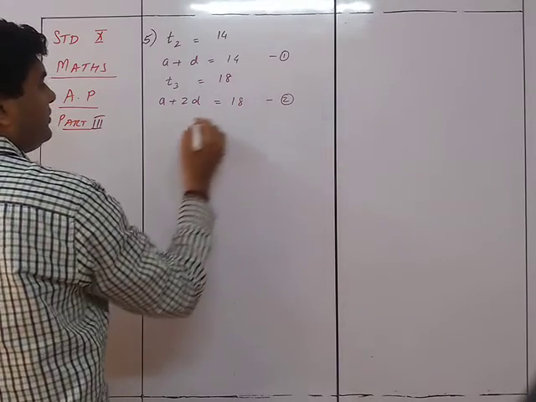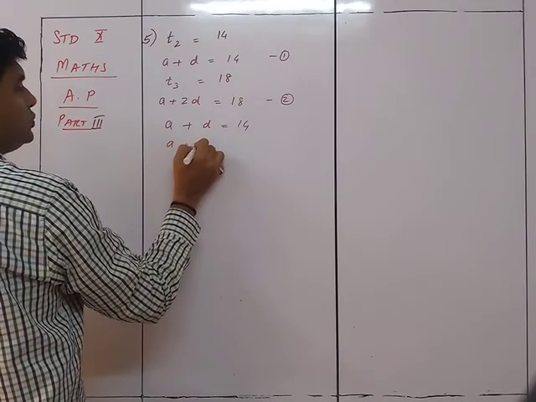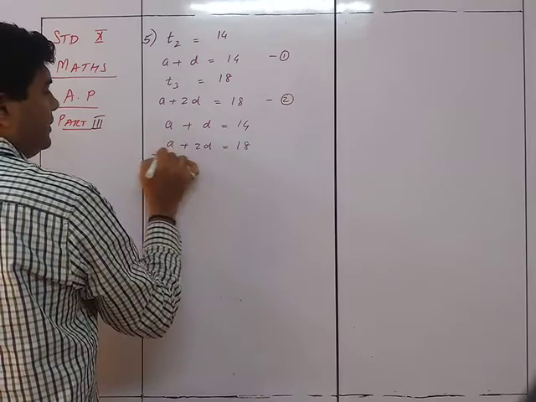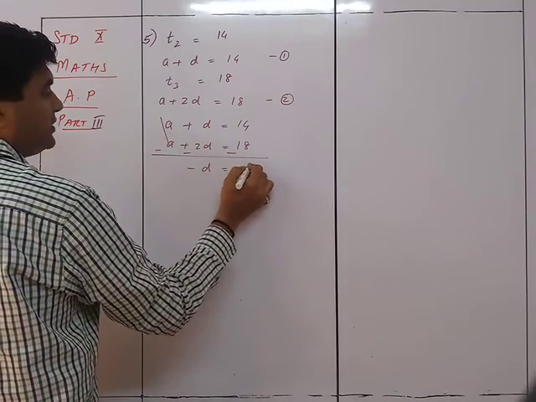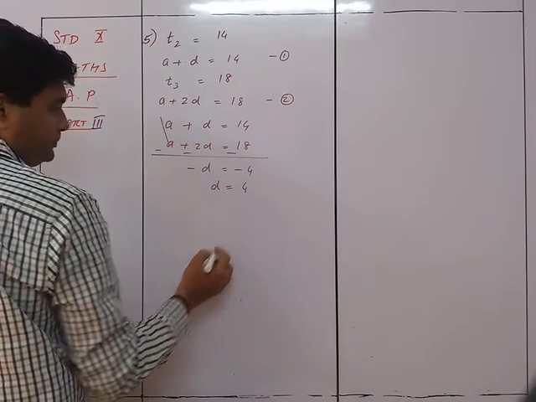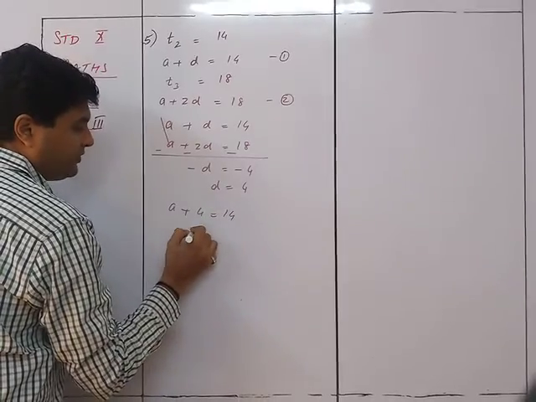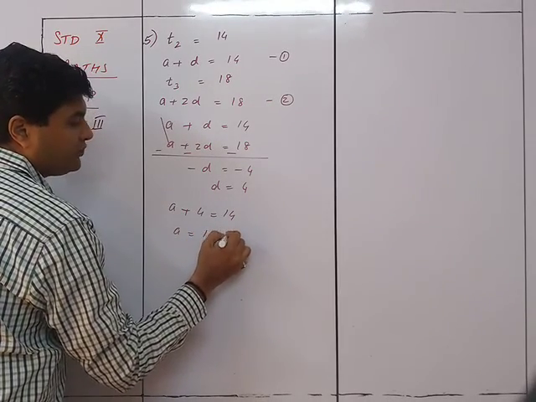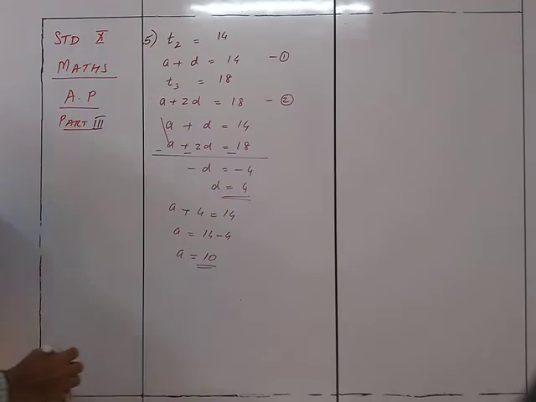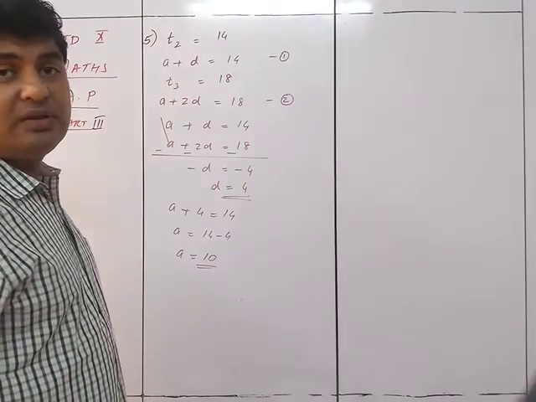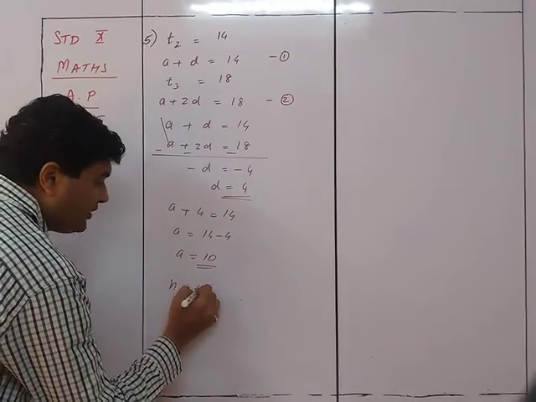That's the second equation. Solving them, A plus D is equals to 14 and A plus 2D is equals to 18. We get, subtracting, minus D is equals to minus 4. D is equals to 4. The next is A plus 4 is equals to 14. So A is equals to 14 minus 4. So A is equals to 10. So now we need to find the sum of the first 51 terms. So N is equals to 51, right?